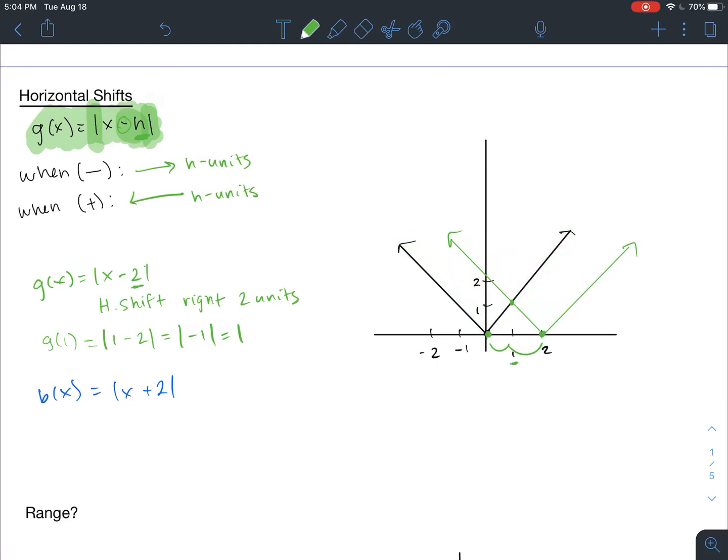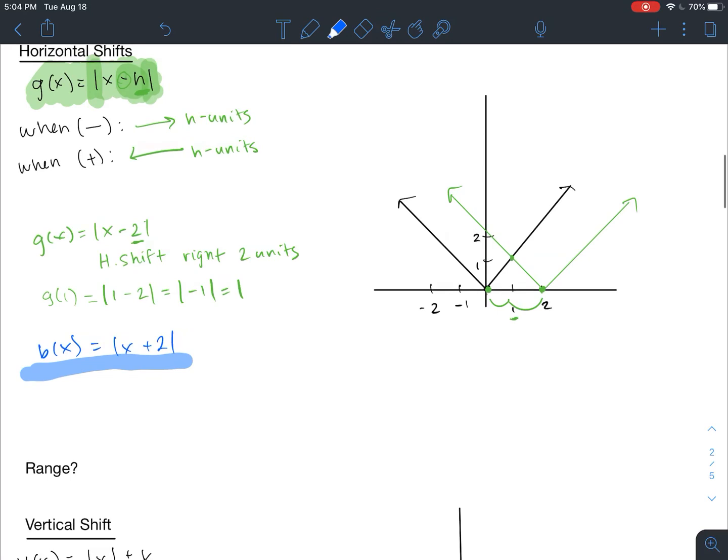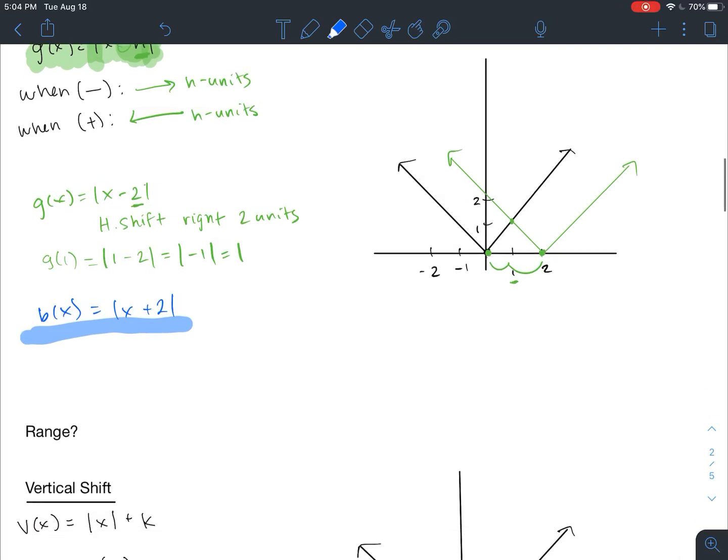Now you can go ahead and try this function right here on the same graph that you have to the right, but that's for you to see and do on your own. Just as a tip, remember that this sign right here, if it's positive, you're going to shift it to the left h units.